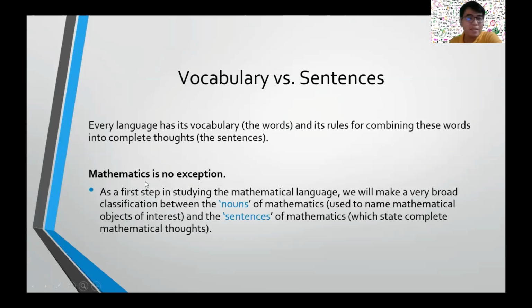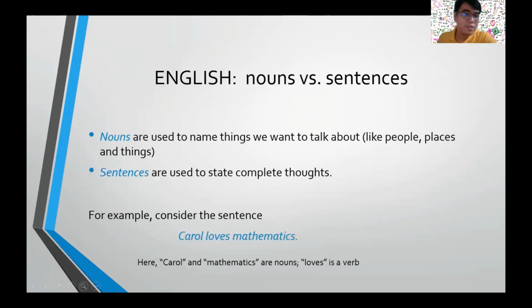So mathematics is no exemption. As a first step in studying mathematical language, we will make a very broad classification between the nouns of mathematics, used to name mathematical objects of interest, and the sentences of mathematics, which state complete mathematical thoughts. So let's have a comparison. English nouns versus sentences. Nouns are used to name things we want to talk about, like people, places, and things, while sentences are used to state complete thoughts.